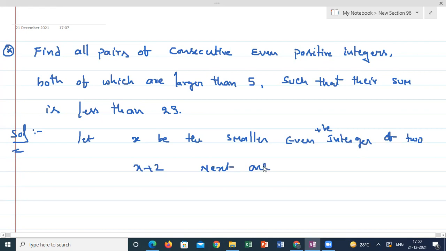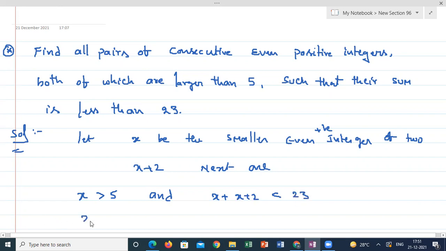What is it saying? Both are larger than 5 and their sum is less than 23. First frame the equation. Both are larger than 5 means x must be greater than 5. Then I can say x plus 2 also is greater than 5. And the sum of both the numbers is less than 23.